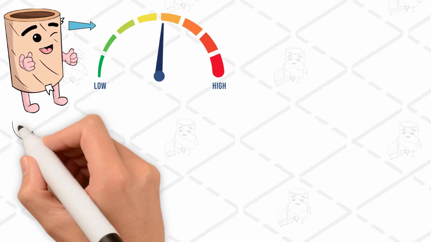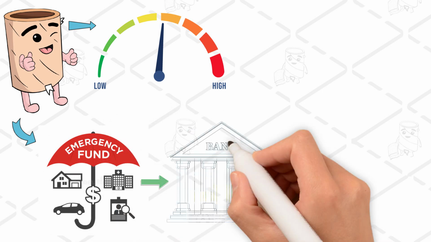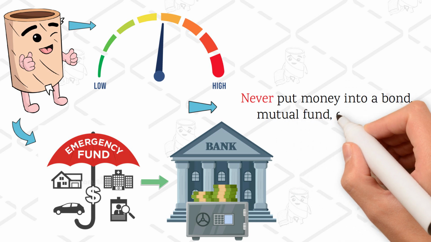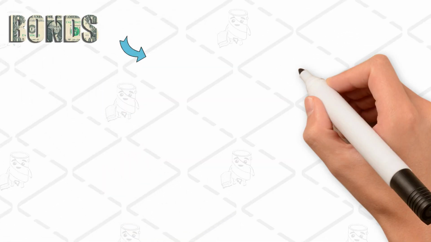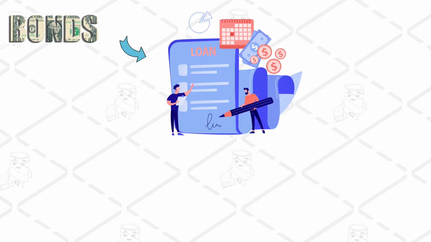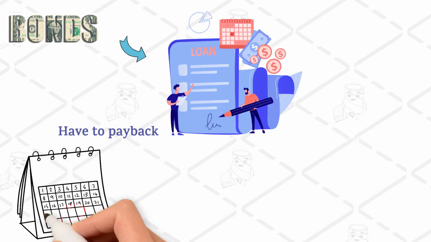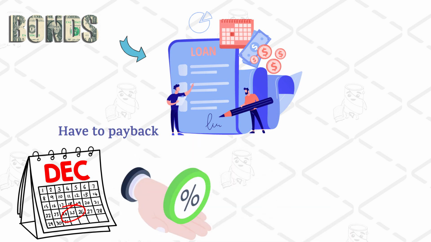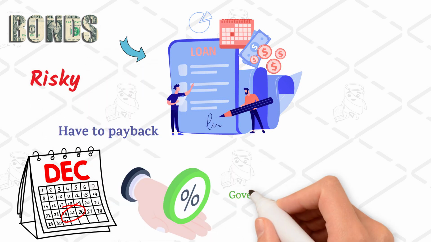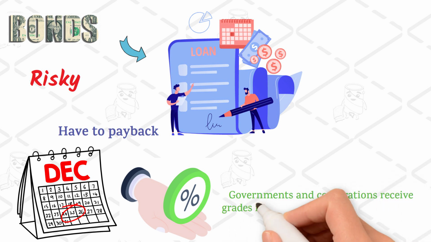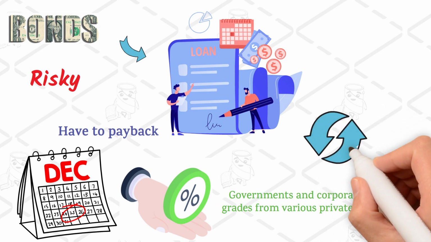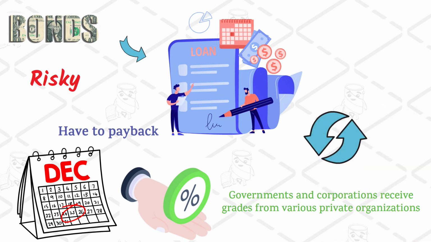For that reason, he keeps an emergency fund in his savings account but has never put money into a bond, mutual fund, or annuity. A bond is essentially a loan that you are giving a business or government that they agree to pay back over a certain period of time with a certain amount of interest. Bonds can be risky, but usually they're not because governments and corporations receive grades from various private organizations on how likely they are to be able to pay that bond back.